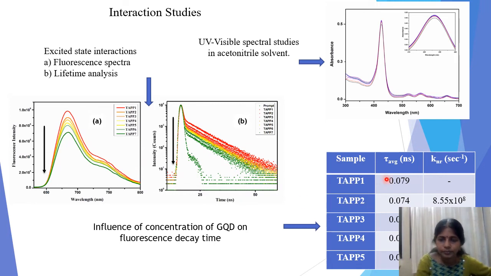And also the tau average value was found to be decreasing, and there is an increase in the value of the non-radiative rate constant, which actually shows that there could be a photo-induced electron transfer happening from porphyrin to the GQD.